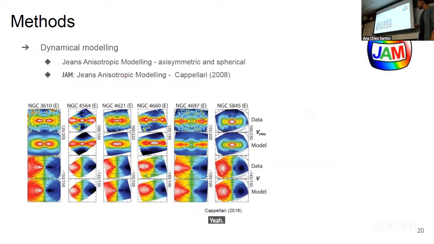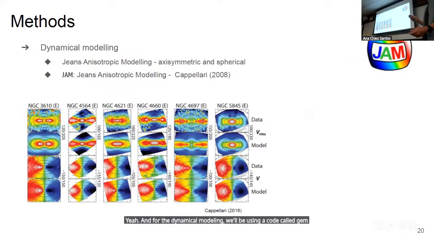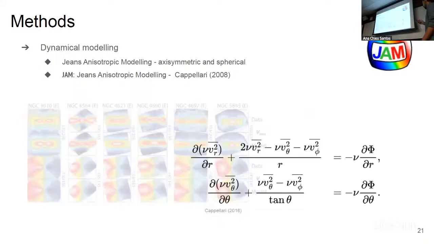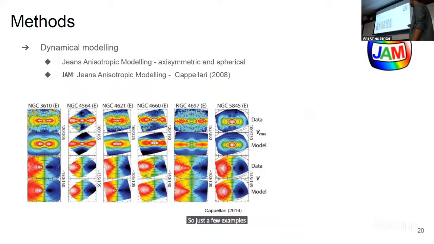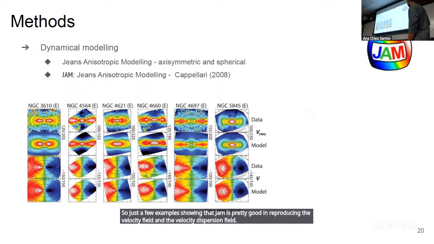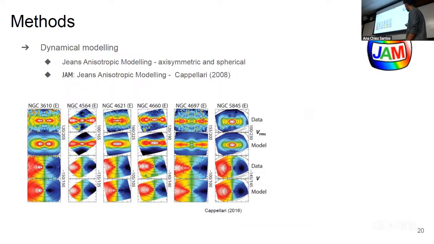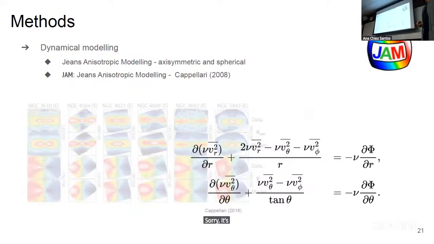And for the dynamical modeling, we'll be using a code called GEM, which solves these equations right here. I forgot to mention, this is just an example of how GEM works. This is the data, and below the data we have the model. So just a few examples showing that GEM is pretty good in reproducing the velocity field and the velocity dispersion field. Sorry, velocity right here and velocity dispersion on top. But what GEM does is solve these equations right here, given that you provide some mass distribution. And again, this is part of the modeling.